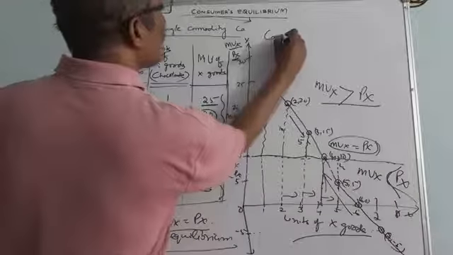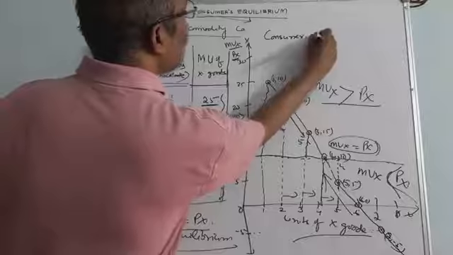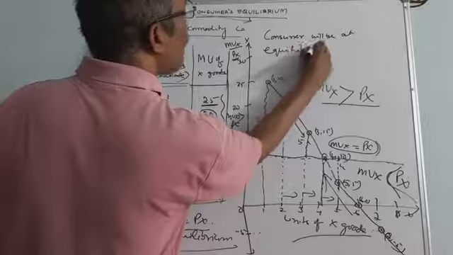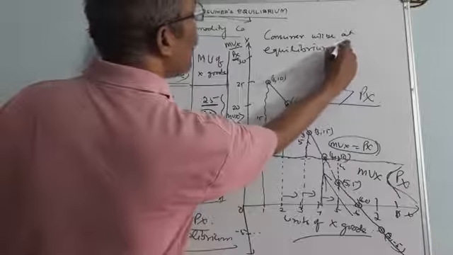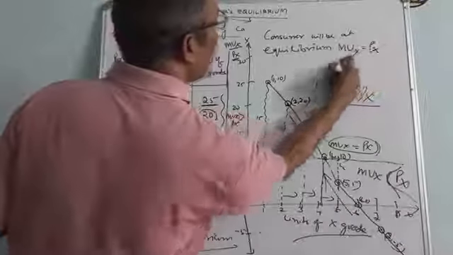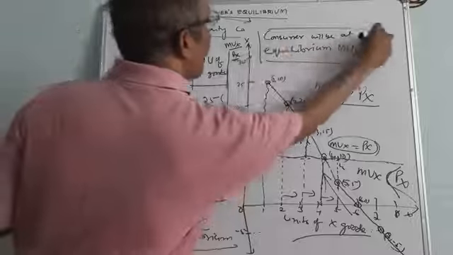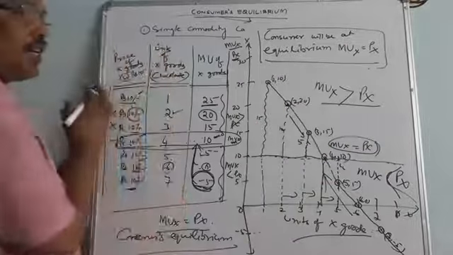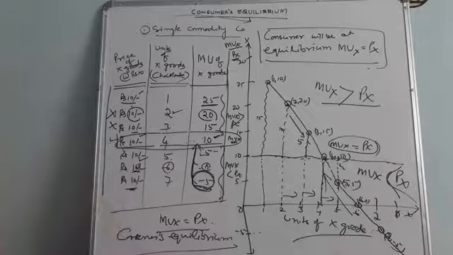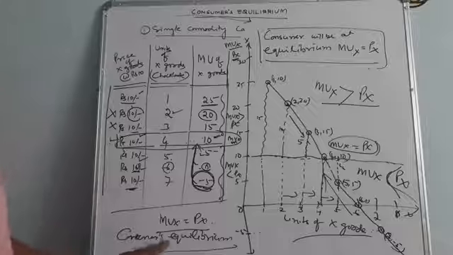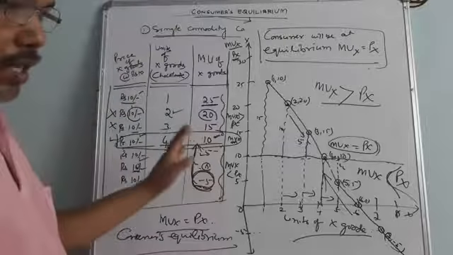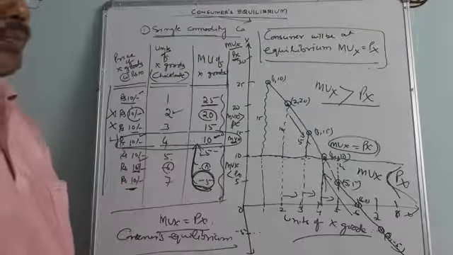So consumers will be at equilibrium where marginal utility of X goods equals price of X goods. This is called the equilibrium, meaning left hand side equals right hand side. There are certain assumptions also in the utility approach, but we'll analyze only the consumer's equilibrium in case of a single commodity. Remember it?